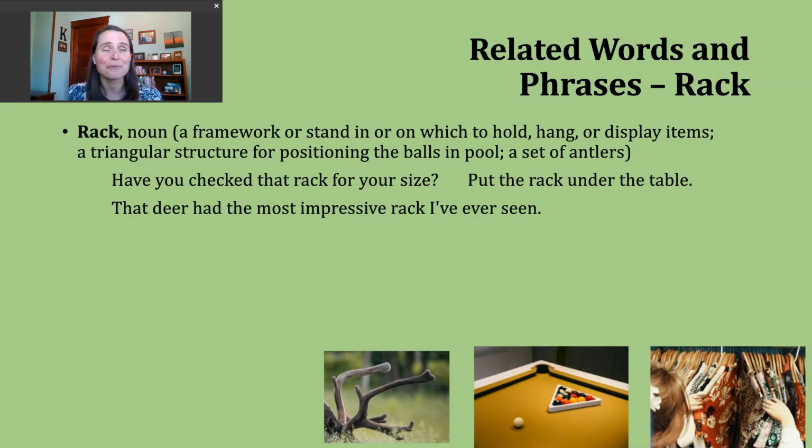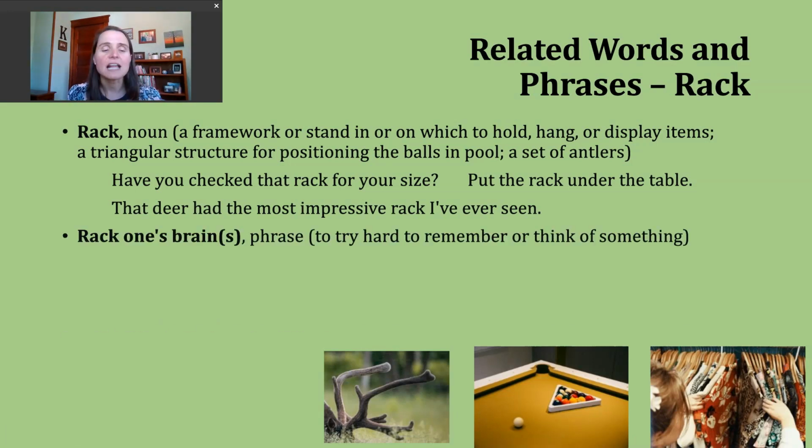A third way to use the noun rack relates to animals that have antlers, right? So it's talking about those sets, so both parts of the antlers. An example of how you might hear that used: that deer had the most impressive rack I've seen, right? So I'm talking about the deer's antlers.